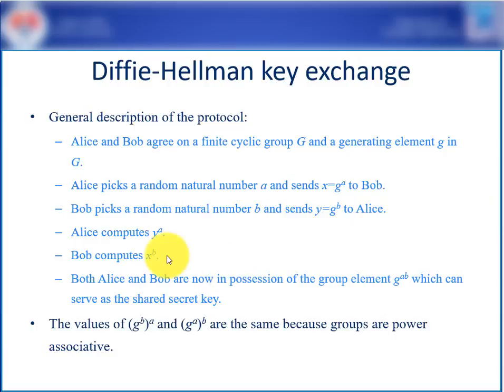So Alice, upon receiving this y, computes y to the power A, and Bob computes x to the power B, and by doing this they can easily share a secret key, since the values of G to the power B to the power A and G to the power A to the power B are the same because our finite fields are power associative.